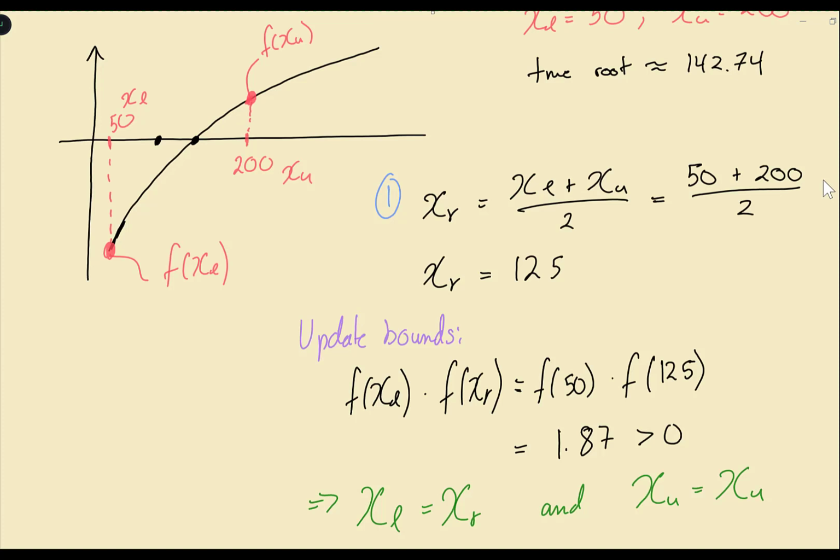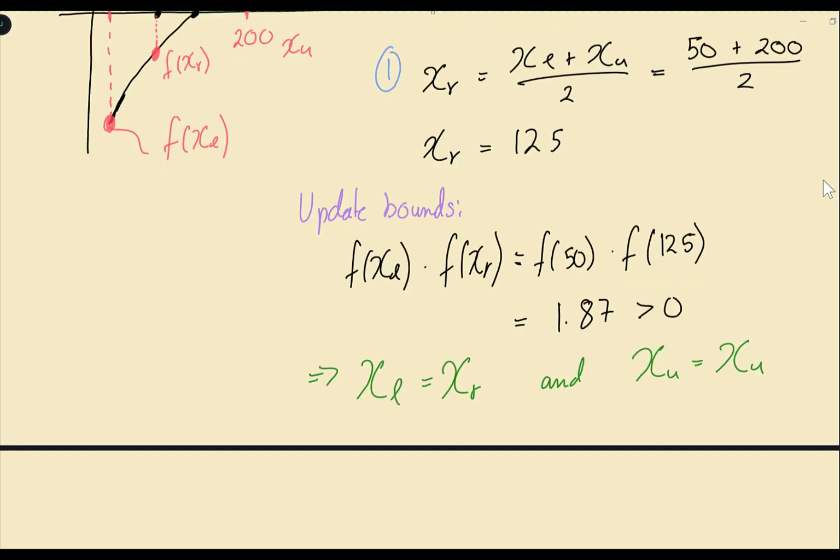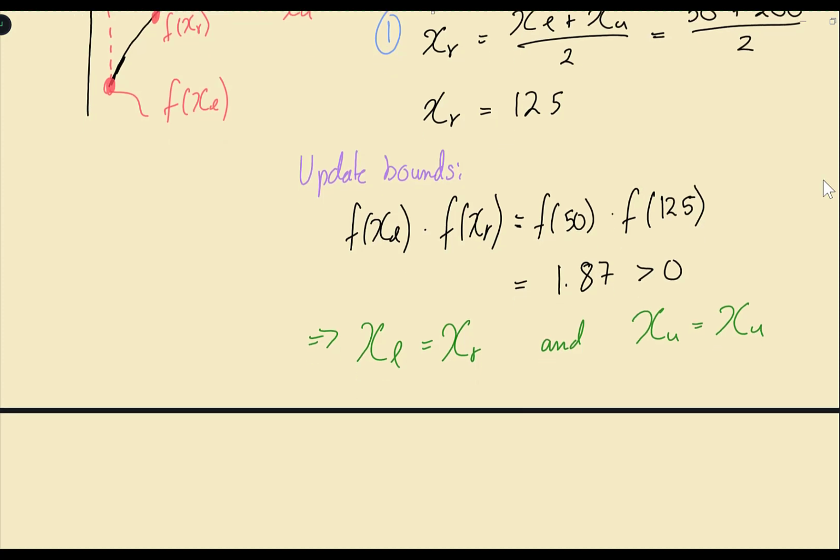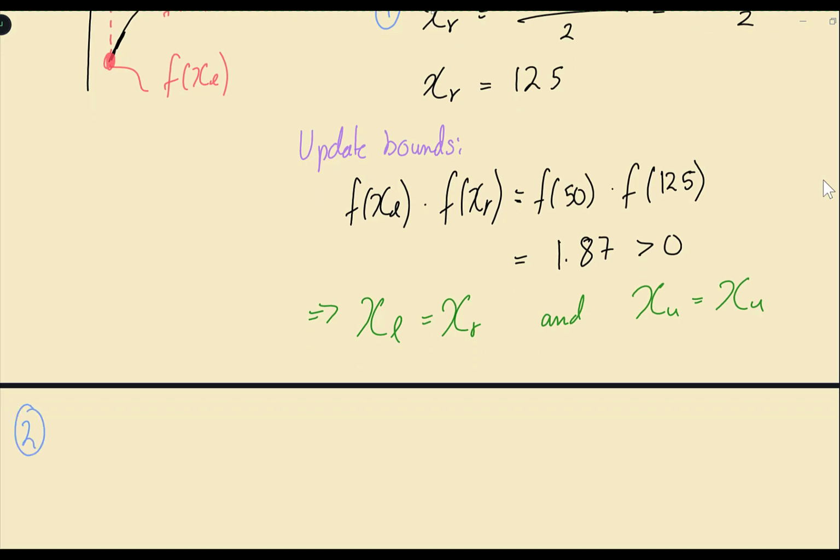If I go down like that, this is XR, say 1, and it would be on this side, so it's on the same side as f of xl. This is f of xr. I multiply the two negatives, I get a positive, 1.87. Now we can move to the second iteration, because we cannot calculate any errors as we don't have anything to compare with. So let's go to 2 and redo this process and calculate xr by doing xl plus xu divided by 2.